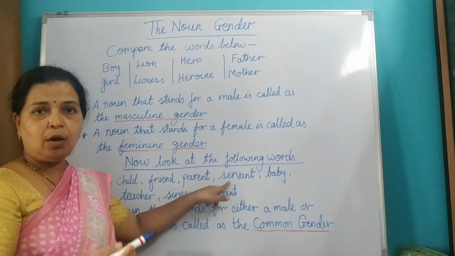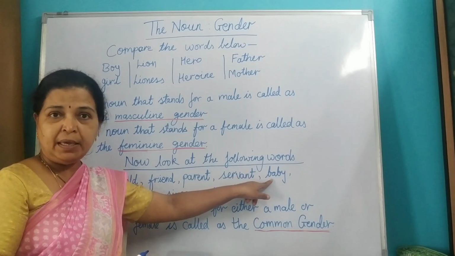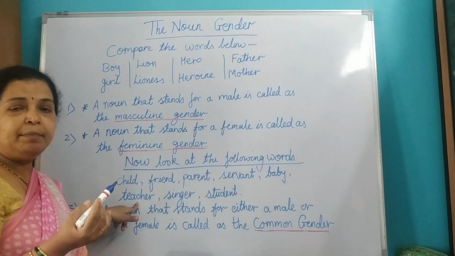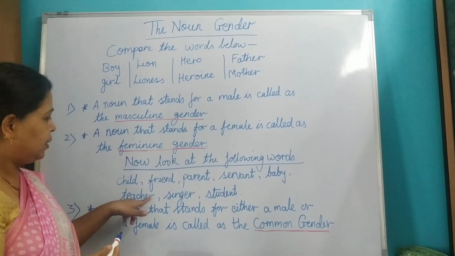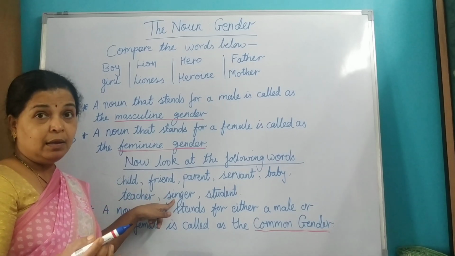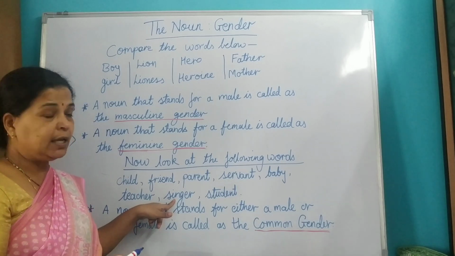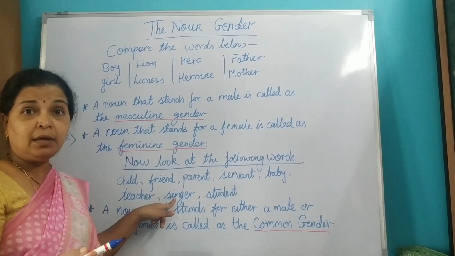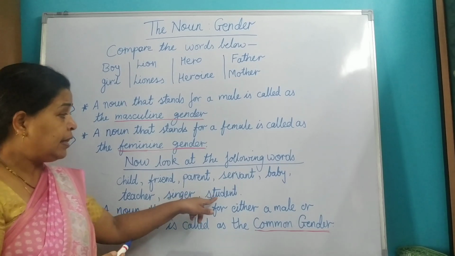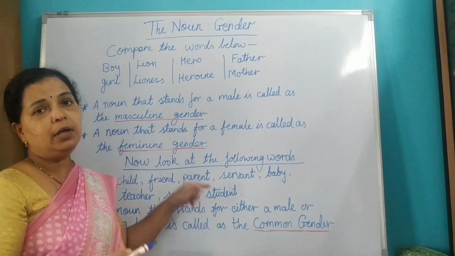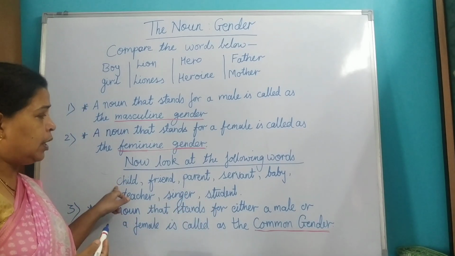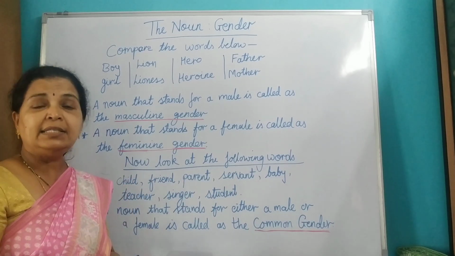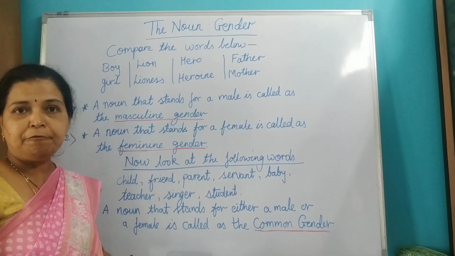Servant, it can be a male or a female. Baby, it can be a baby girl or a baby boy. Teacher, it can be a man or a woman. Singer, it can be a male, like we have Kishore Kumar, the male singer, or a female singer, Lata Mangeshkar. So, it can be either a male or a female. Then student, it can be a girl or a boy. So all these nouns stand for either a male or a female.